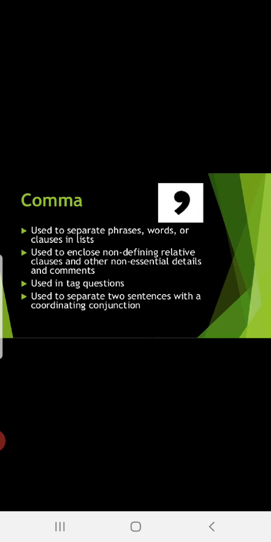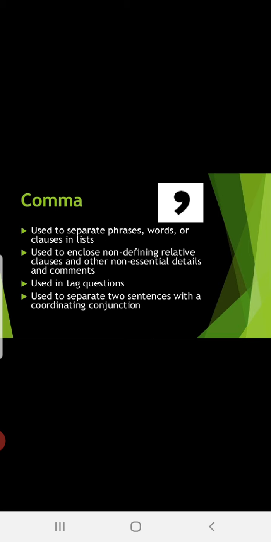Comma. This is very important to practice or to cultivate in our writing and speaking. See, used to separate phrases, words or clauses in lists. Okay, this is used to separate phrases, words or clauses in the list. When we are writing a big sentence, if there is need to use comma, we should use. In case if you are using 3 or 4 names, you should use comma. Different phrases are used. Use comma. It separates the phrase from phrase, word from word, but separates for a short pause.